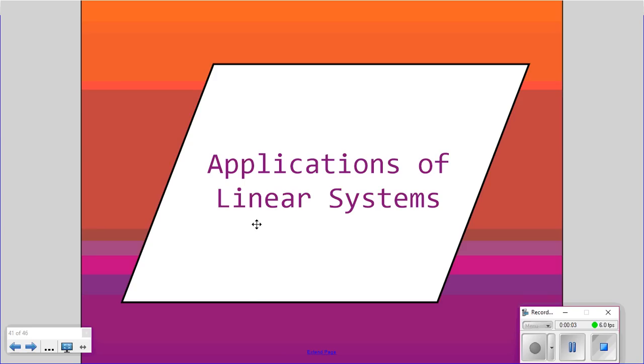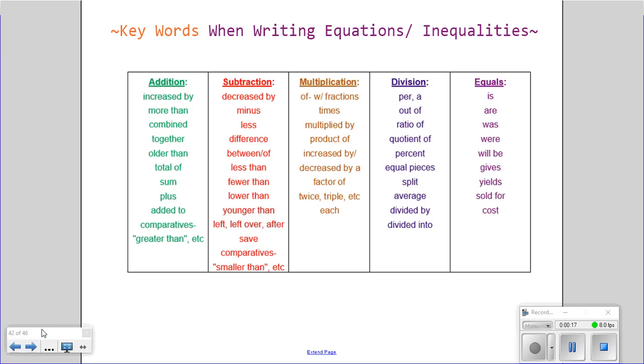Applications of linear systems. So today we're going to see how linear systems can be applied in real-world scenarios, which usually means word problems. When you are given a situation or a word problem, here is a list of keywords to help you develop the equations or inequalities for that matter if it was that type of situation.